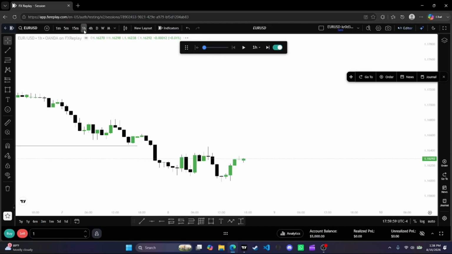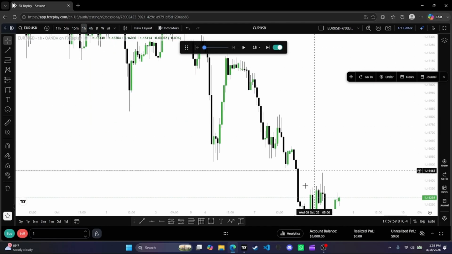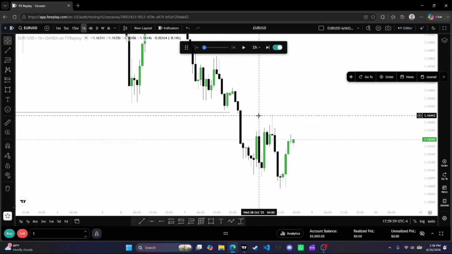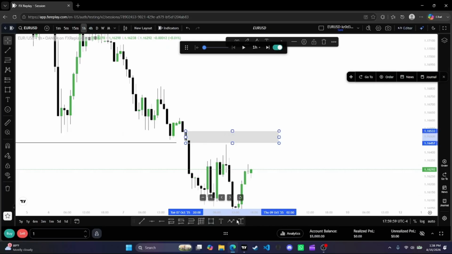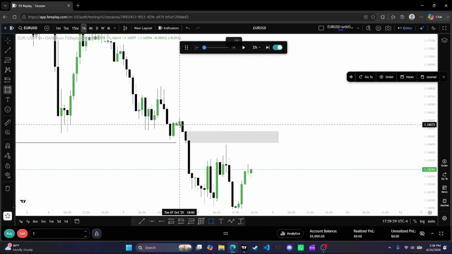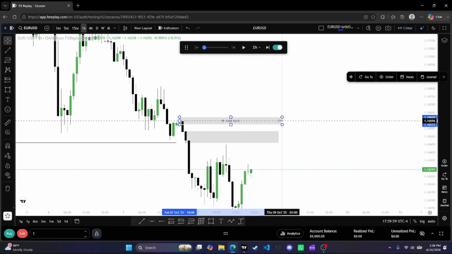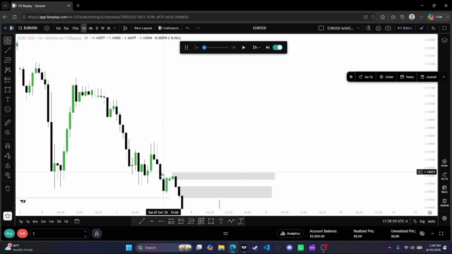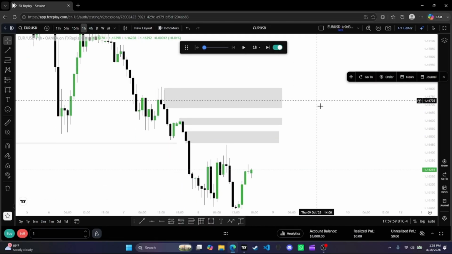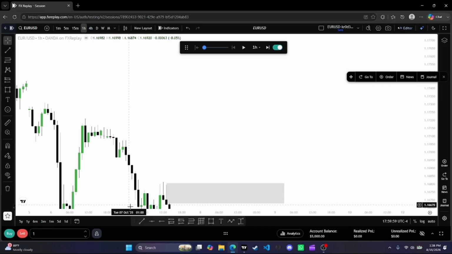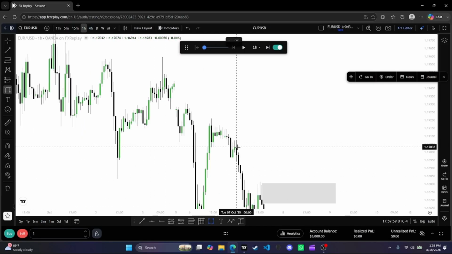First of all, 1 hour once again. In 1 hour, is there anything good over here? So this will be our order block. One more will be over there. These two are order blocks. One more over here. So three order blocks. We'll wait for reaction because there are multiple areas of interest now.